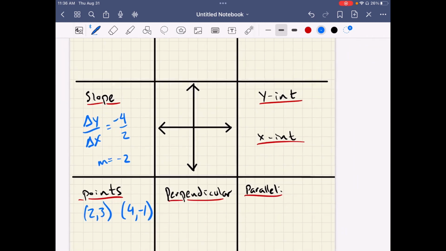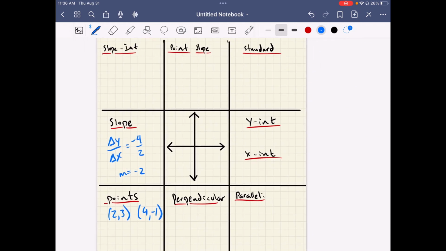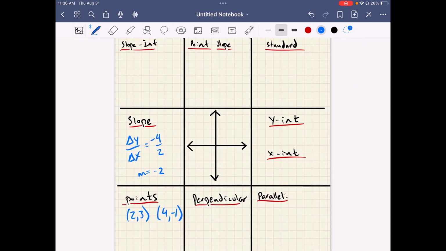Okay, so now we've got to ask ourselves, what information do I have? I want to try to write an equation. I know what the slope is, and I have 2 points I can use. And if you'll remember, the point slope form is y minus y1 equals m times x minus x1. I'm just going to plug in the information I have. I'm going to choose this point because it has no negative numbers, so it's going to be a little easier to work with. So I get y minus 3 equals -2 times x minus 2. And this is my point slope form.